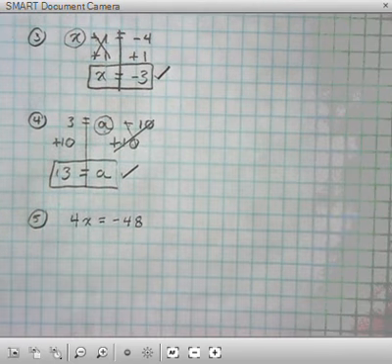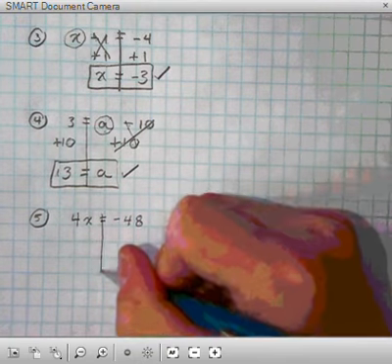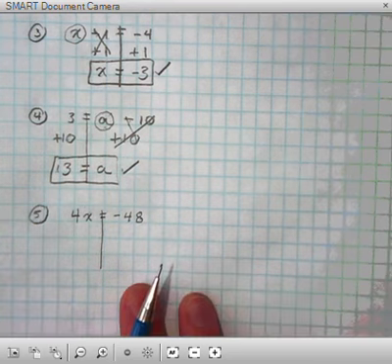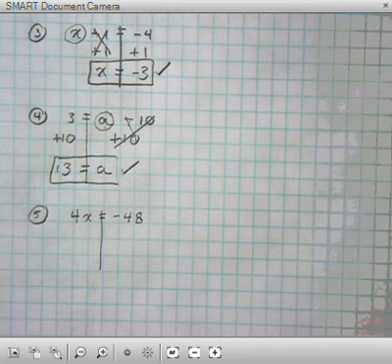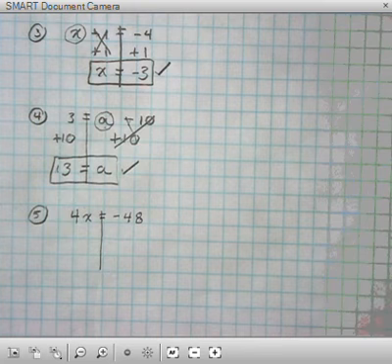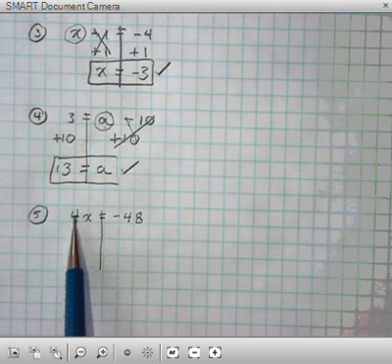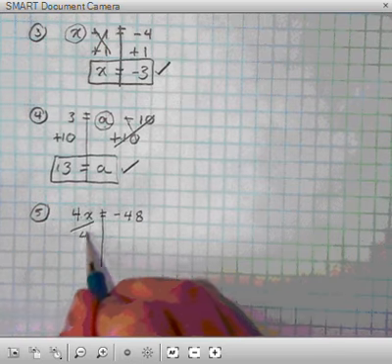4x equals negative 48. What's going to be your inverse operation here? Emily? Sure. Excellent. Yeah. Remember, inverse operation is your opposite operation. This is 4 times x. So you've got to do the opposite of a times. Divide both sides by 4.